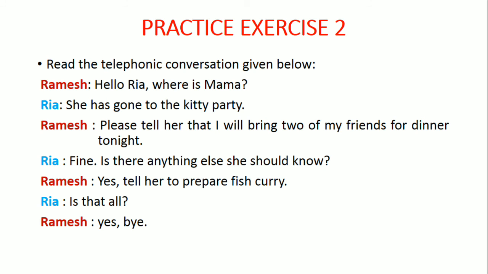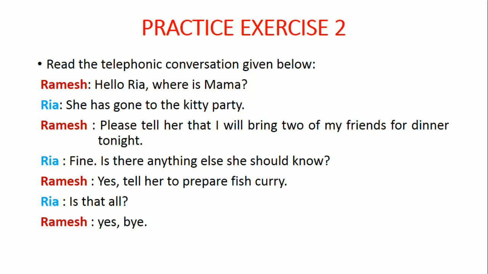Here practice exercise 2. Read the telephonic conversation given below. This is the conversation between Ramesh and Riya.